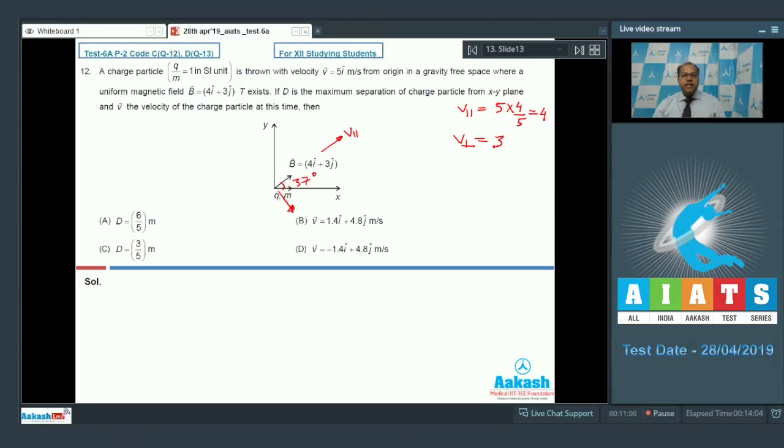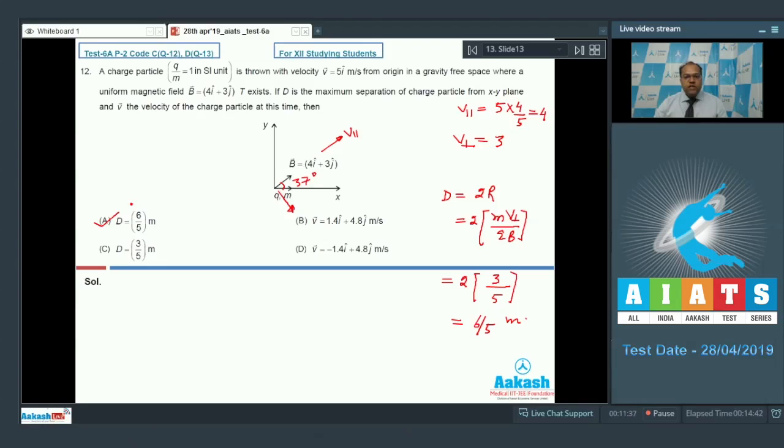Now we know that this is the case of a helix. So the maximum separation of the charged particle from the xy plane can be written as d is equal to 2r. R can be written as m into v perpendicular divided by q into B. So if I substitute the data, 2 into m by q is 1, v perpendicular is 3 and the magnitude of the magnetic field is 5. So this can be found out as 6 by 5 meter. So option A is correct.